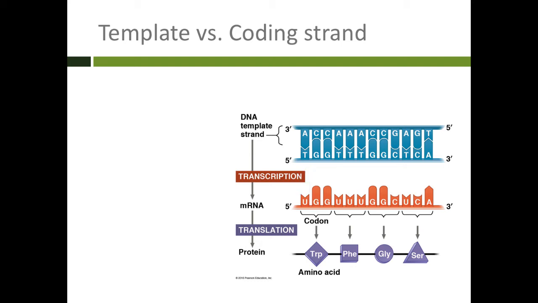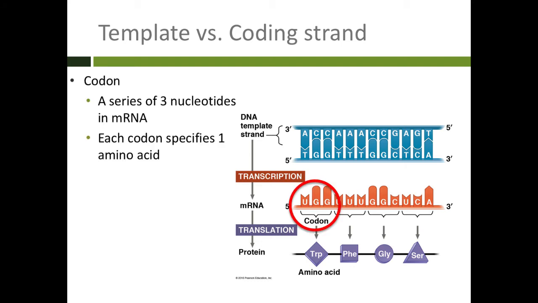The other thing I'd like you to notice here is that the messenger RNA is arranged into a series of 3 nucleotides. Each set of 3 nucleotides is called a codon. Each codon will specify 1 amino acid.